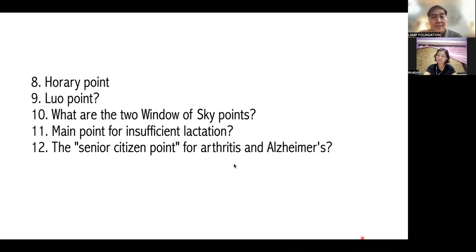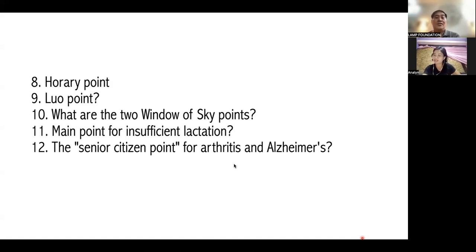SI7 po. Ang galing. What are the 2 window of sky points? Before you answer that, ano pa yung window of sky? Bintana ng kalangitan. What do you mean by window of sky? So, pwedeng mag-disperse siya ng heat and wind. So, mag-dispel. Parang magbibigay ng kaliwanagan. Ifa-facilitate niya yung ascending and descending. Ang gusto natin mag-ascend yung clear, yung magdi-descend katulad ng phlegm.